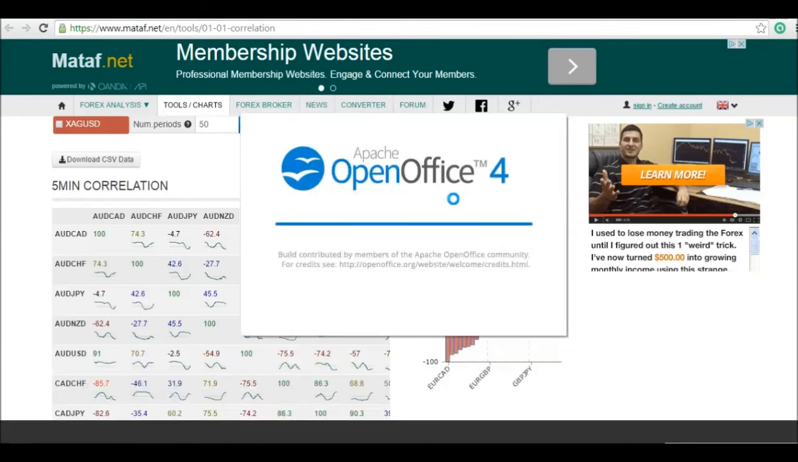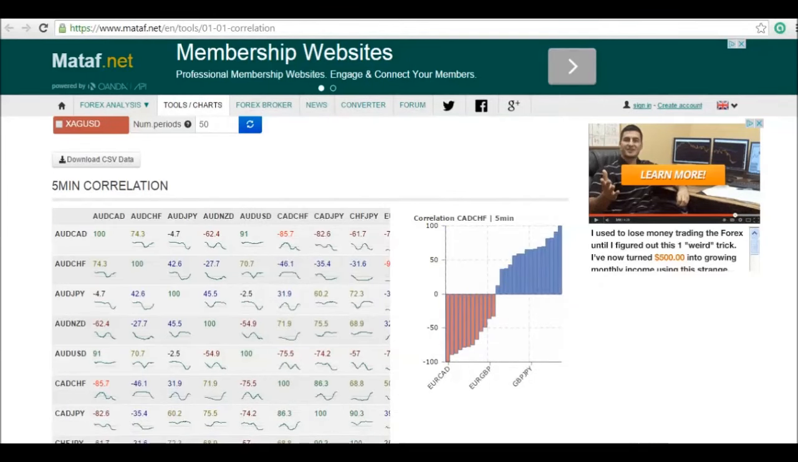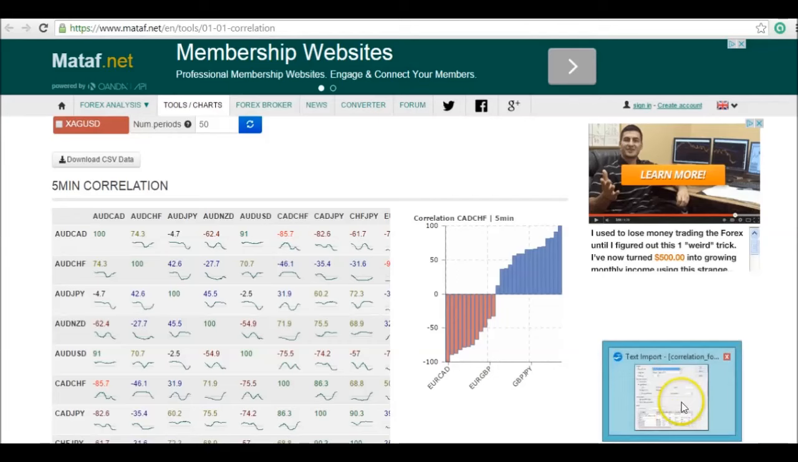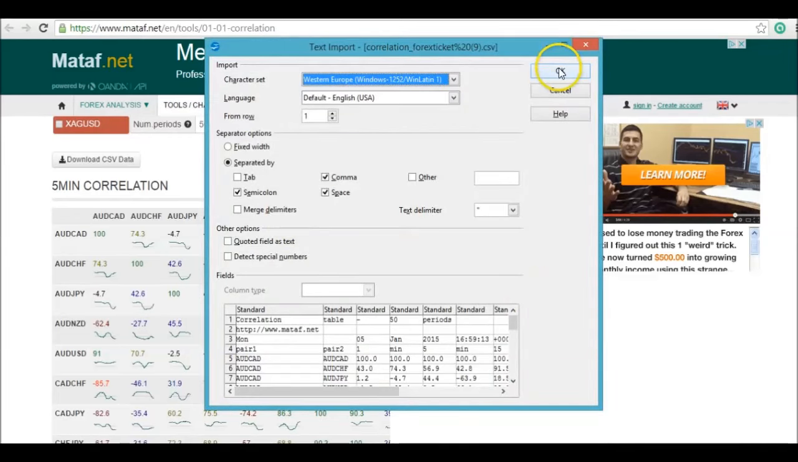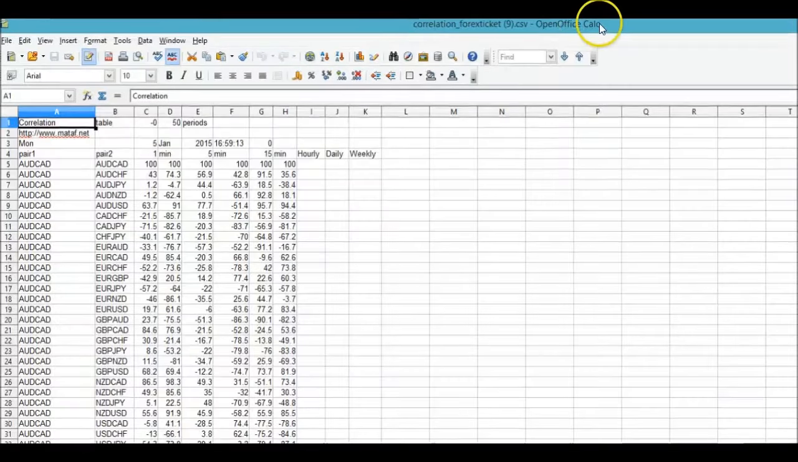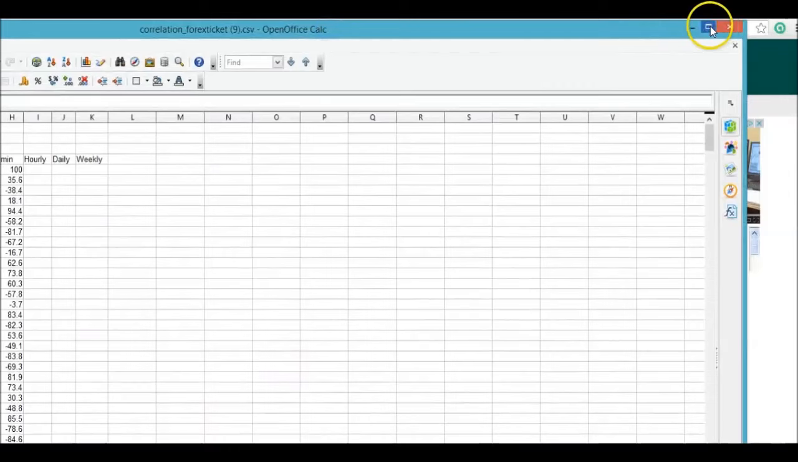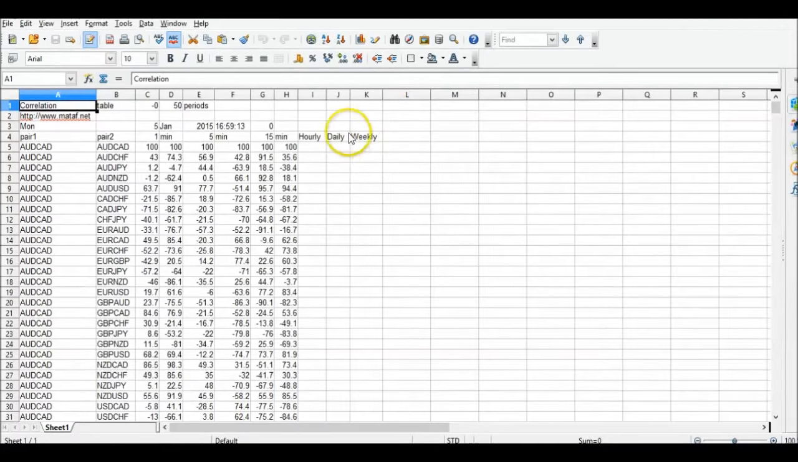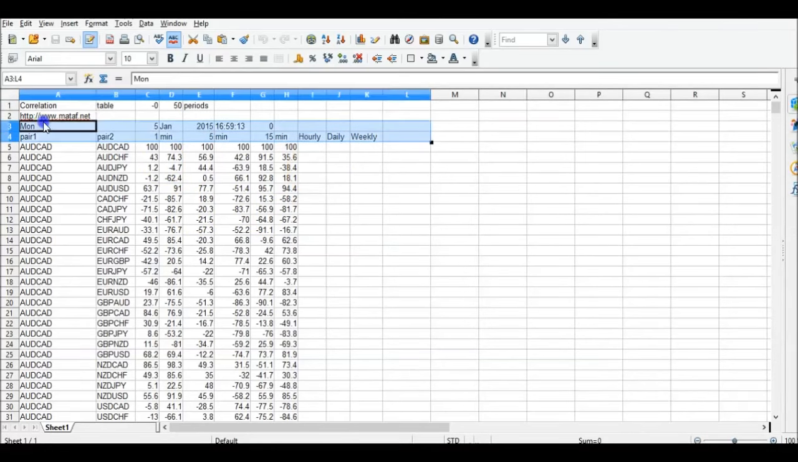I use OpenOffice. I don't use Microsoft Office because I'm a rebel. When it opens up, you're going to see, well, hang on. Let me put this on full screen here. All of these are not paired up correctly with the numbers, so I'm just going to go in there and delete this stuff.